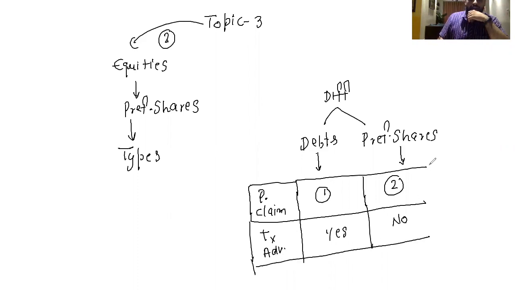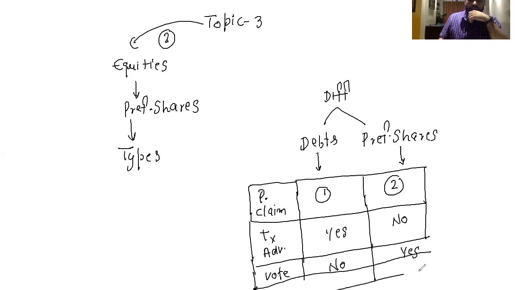Third difference is voting rights. Again, one has no voting rights, one has voting rights. Next difference is about decisions. Not really, because preference shareholders are not involved in making decisions. Common shareholders are involved in making decisions, right? For the next difference, we can say control or ownership: preference shareholders are not owners. Common shareholders have ownership, right?